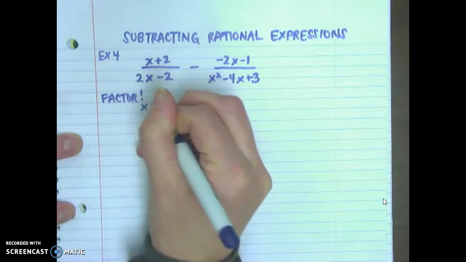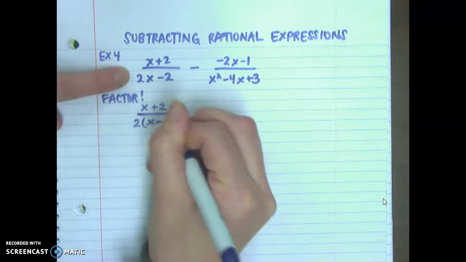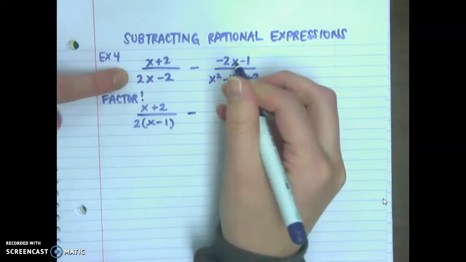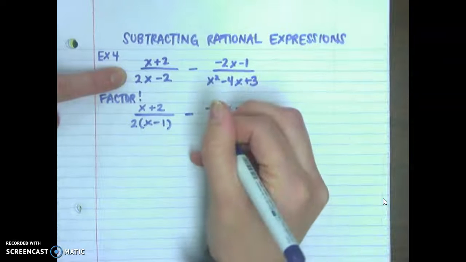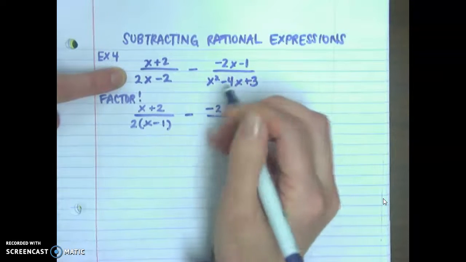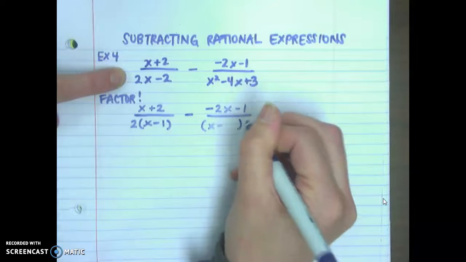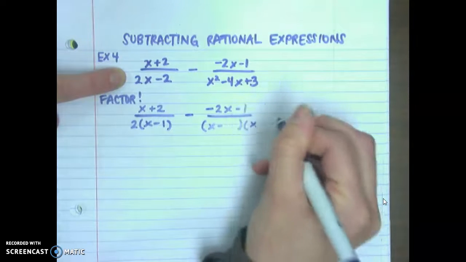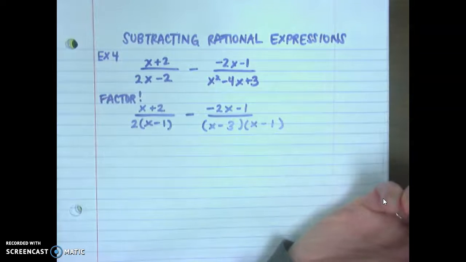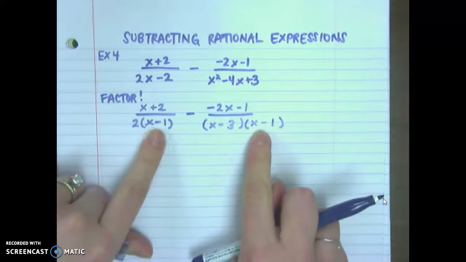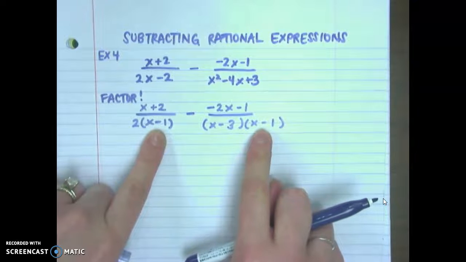So the numerator is already factored. The denominator, I can factor out a 2 for the first expression. The numerator is already factored. The denominator, two numbers that multiply to 3 and add up to negative 4 would be negative 3 and negative 1. So I see some factor that's in common, x minus 1, so I can leave that alone in the denominator.